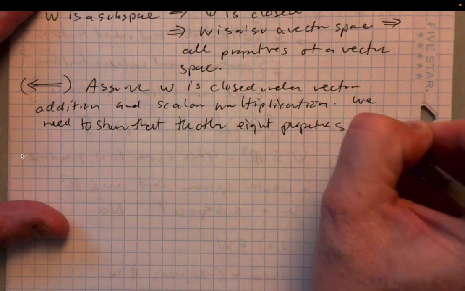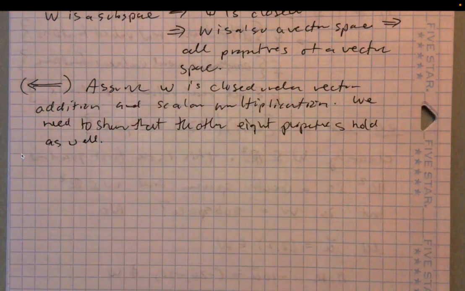Many of these are straightforward. Just to make sure we're clear here, we've assumed that W is closed under vector addition and scalar multiplication. Now, to prove that it's a subspace we need to prove that it's a vector space. It's closed, but do the other operations hold as well, the other 8? Closure was just 2 operations. There were 8 more. If we can show the other 8 properties hold, then this will imply that W is a vector space and hence a subspace.